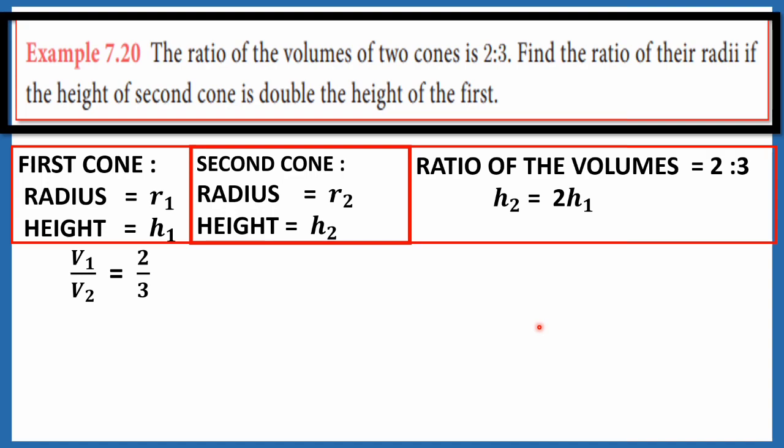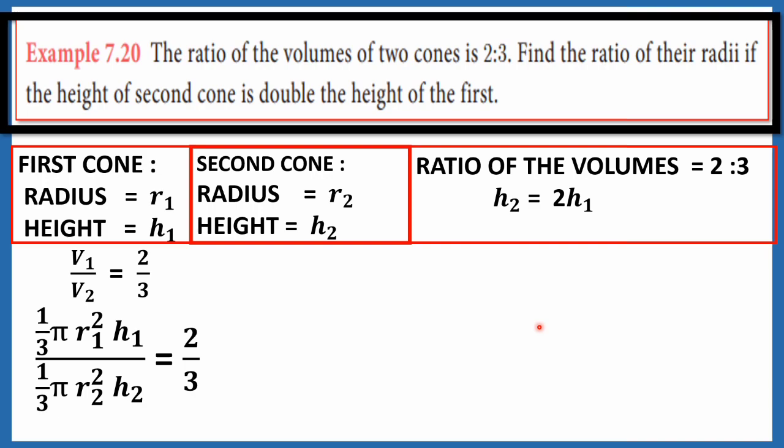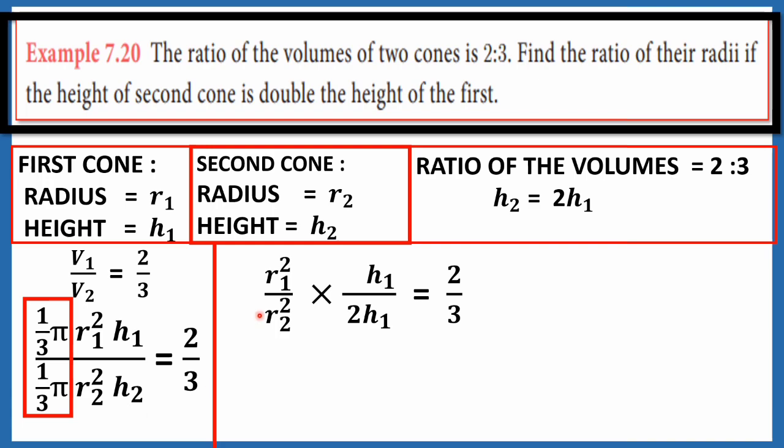We know volume of the cone equals 1 by 3 pi r square h. For first cone, we substitute r1 and h1, second cone r2 and h2. See here, 1 by 3 pi is common, so these two terms get cancelled. r1 square by r2 square into h1. Instead of this h2, we can substitute 2h1. Here, this h1 and h1 get cancelled.